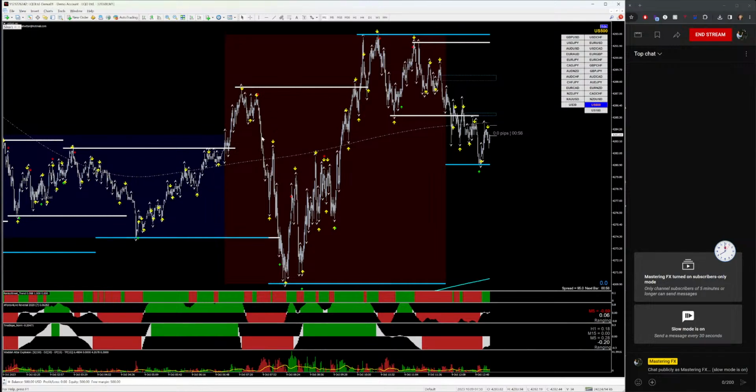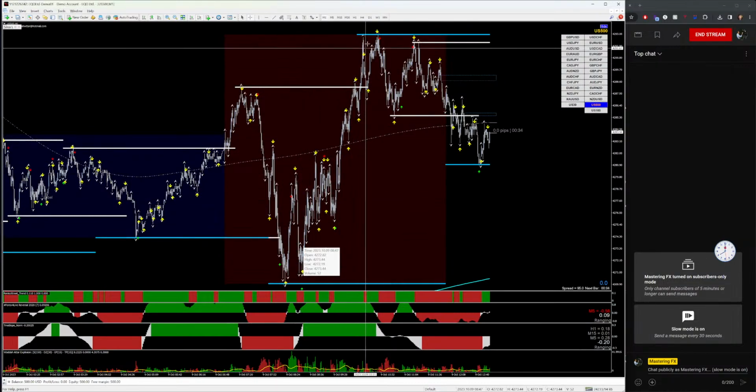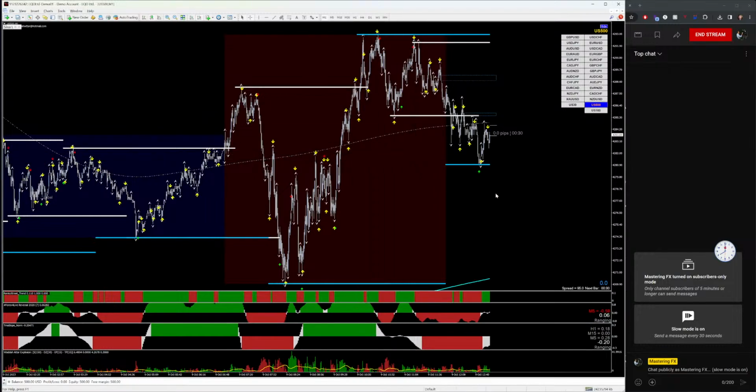So in the London session we had actually 2 trades. So we raided the Asian session high here, had an entry here, took it down to the opposite liquidity, and then we got an entry again right here, going up again. So that was nice.